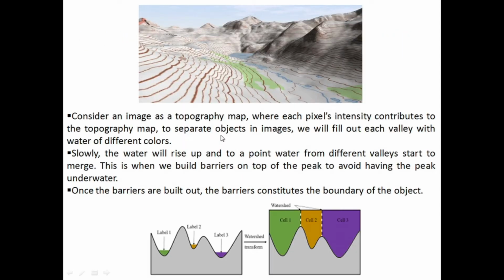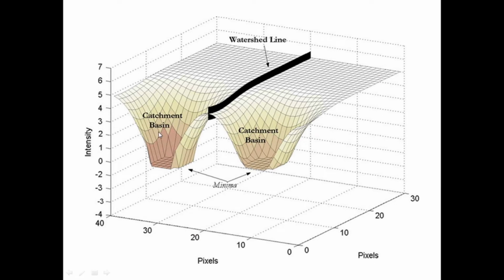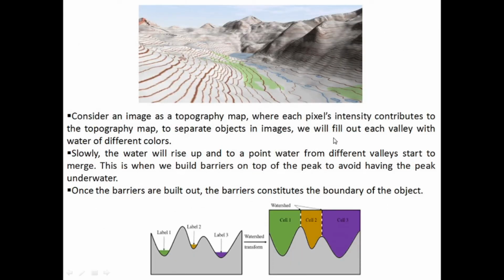Watershed is especially used to separate the objects in images, as I have said earlier. So we will fill each valley with water of different colors, because as I have said, in the watershed I have two catchment basins, two minima, and a watershed line, or a divide line. Now what I am doing is filling each valley with water of a different color. So this is one valley, a second valley, and a third valley. These three valleys are labeled with three different colors and also given three different names here.